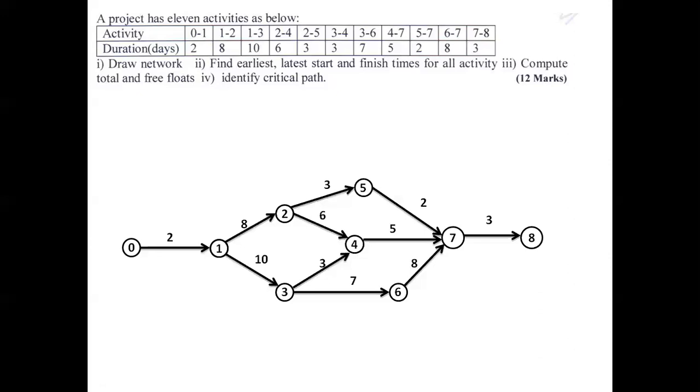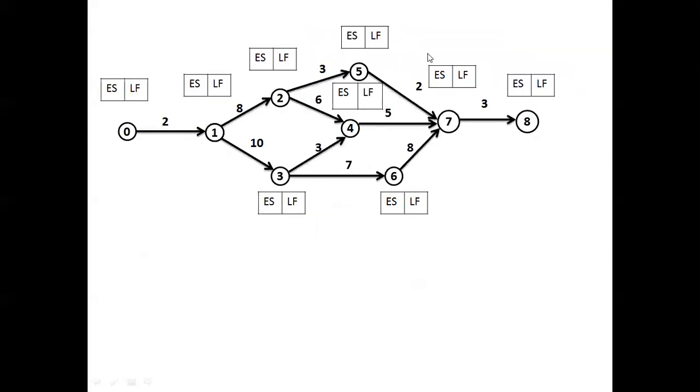That table means it is having a single row and two columns on all the nodes. So from 0 to 8, on 0, 1, 2, 3 up to 8, on all the nodes, let us draw the single row two column table, and these indicate ES and LF on all columns. The two columns indicate ES and LF. ES stands for earliest start time and LF stands for latest finish time. Okay, earliest start time, latest finish time.